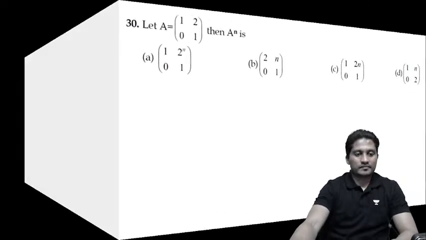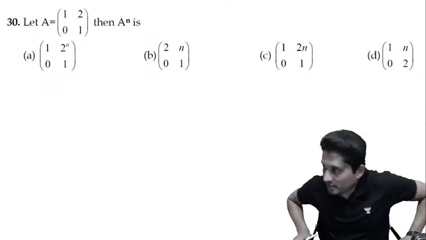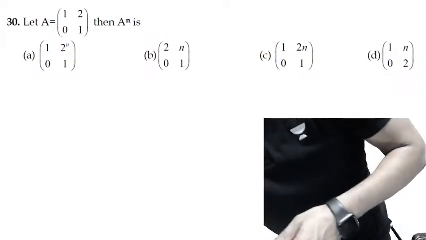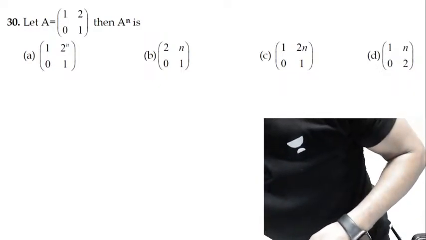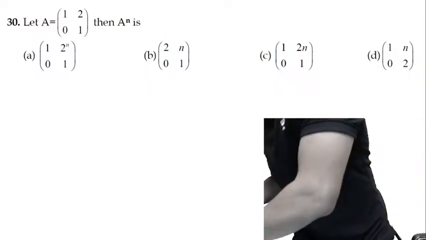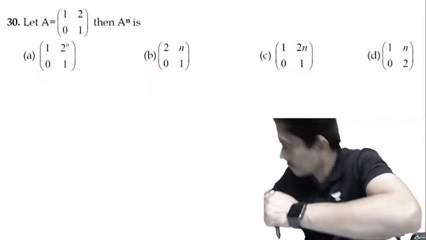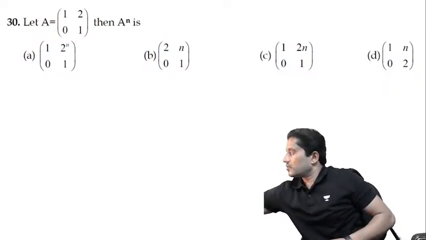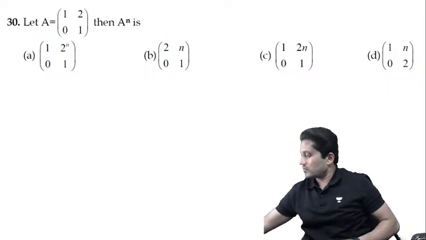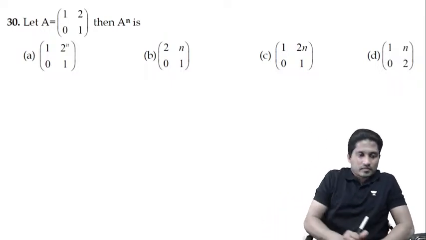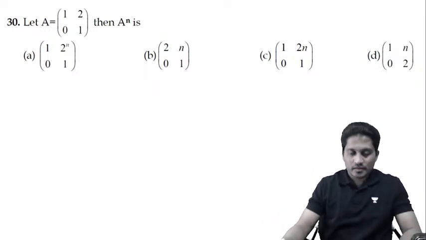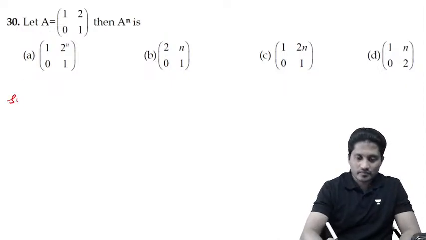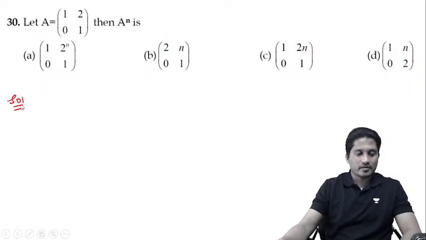Question number 30. Okay, just a sec. You're supposed to find out what is the determinant of A to the power of n.